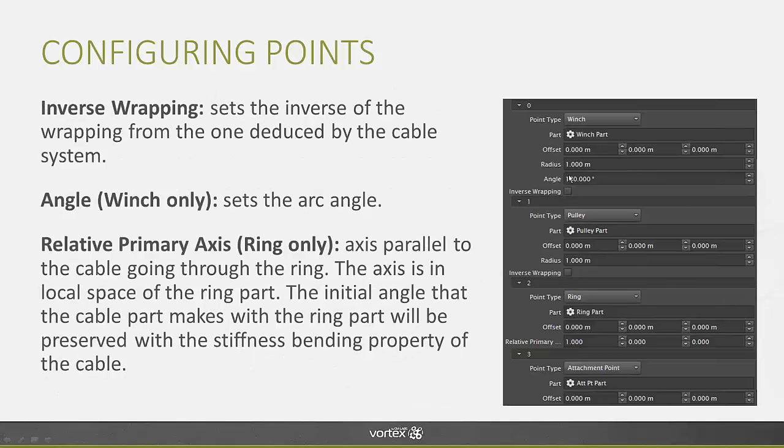The inverse wrapping box sets the inverse of the wrapping from the one deduced by the cable system. It's usually used to fine-tune the pulley or the winch or the path of the cable. The angle is used only for the winch. It sets the arc angle through which the cable comes out of the winch. The relative primary axis is only used for the ring. It sets the axis parallel to the cable going through the ring. It's in the local space of the ring part.